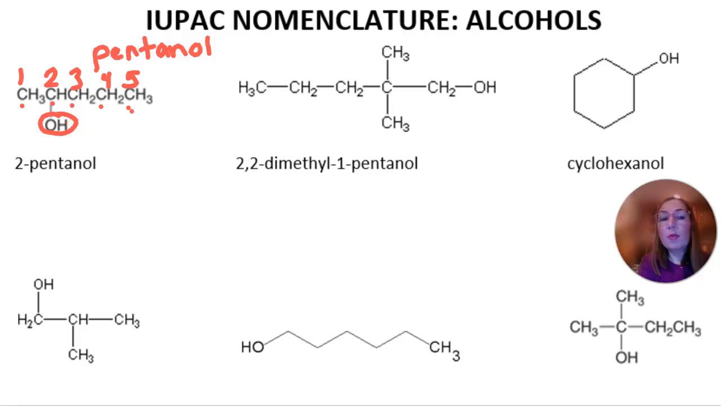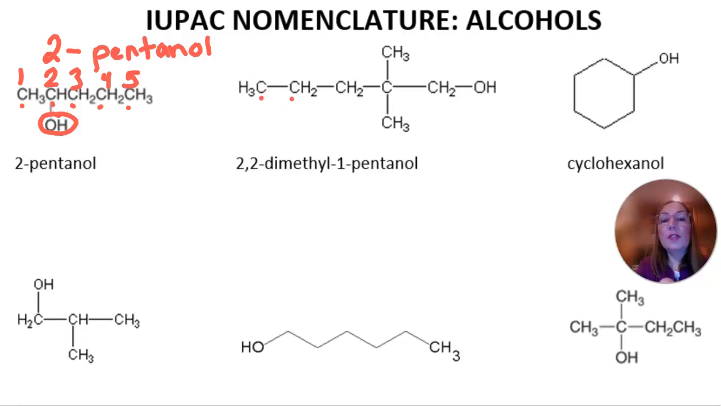If we were to number from right to left, we'd get CH3 carbon 1, CH2 carbon 2, CH2 carbon 3, and the CH where the OH is would actually be carbon 4, so it'd be higher. So we want to stick with 2-pentanol, because if we numbered from the other direction, it'd actually be 4-pentanol. Okay, let's try another one.